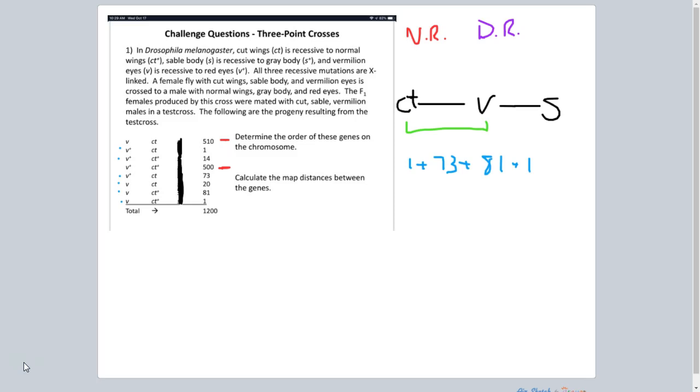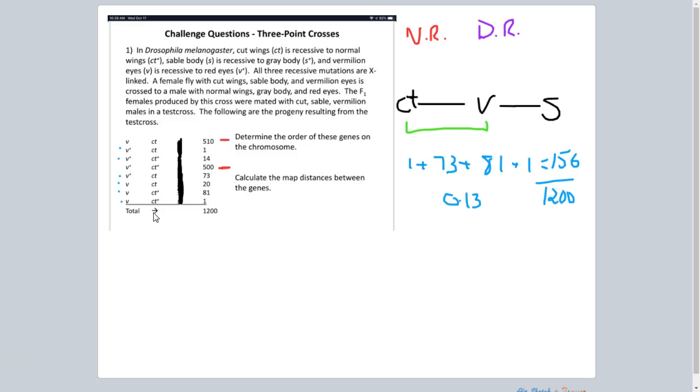I'm going to add these numbers up, and I get 156. That's the number of recombination events that occurred between CT and V. That's the number of recombinants between V and CT. So I then want to divide that by the total, 1200. And I get 0.13.